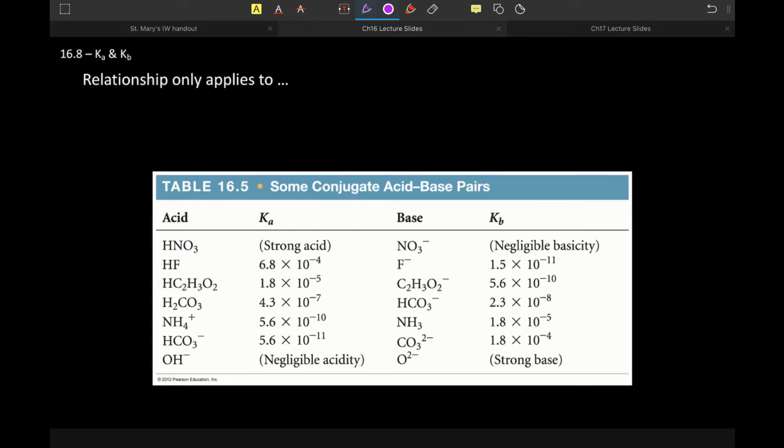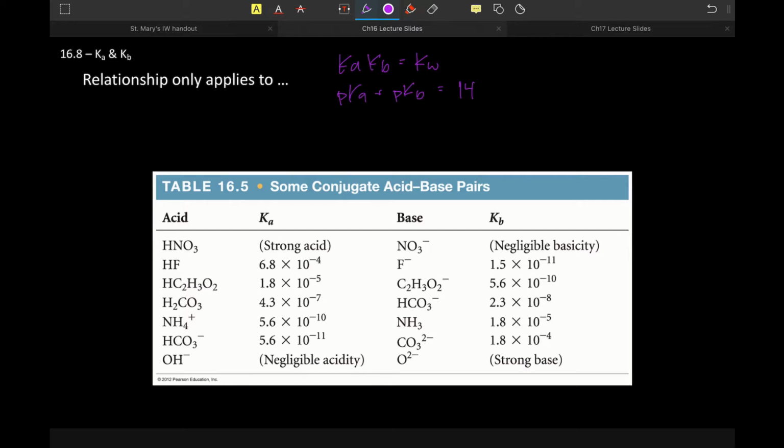Hello AP Chemistry, and welcome to 16.8, where we tie together Ka and Kb and put some quantitative backing to the concept of conjugate acid and base pairs. First of all, make sure you know that relationship. I feel like you probably already picked up on that. Ka times Kb equals Kw, which means that pKa plus pKb, based on log properties, equals 14, which is pKw.